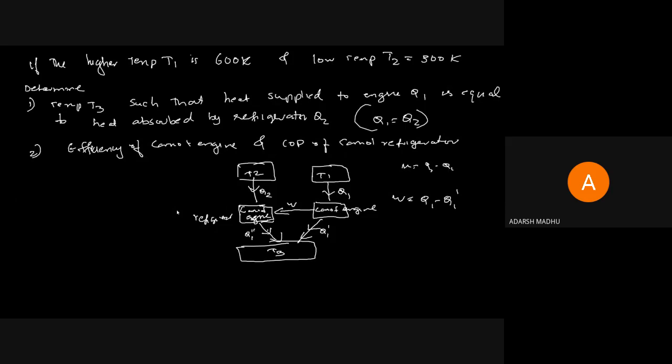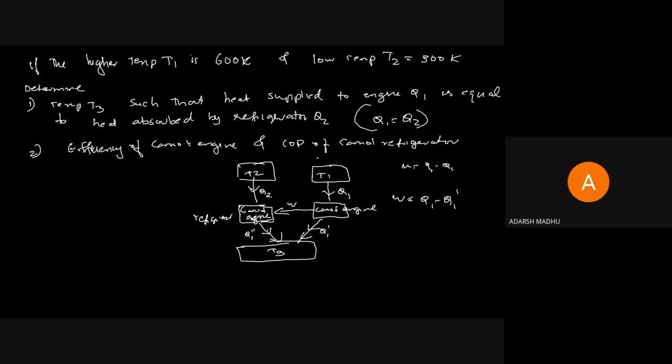I have drawn the figure like this. The forward heat engine draws heat from T1 and rejects it to T3, and it also produces work. That work drives a Carnot reverse engine, or refrigerator, which absorbs heat from temperature T2 and rejects it into T3. So this is the figure given in the question.